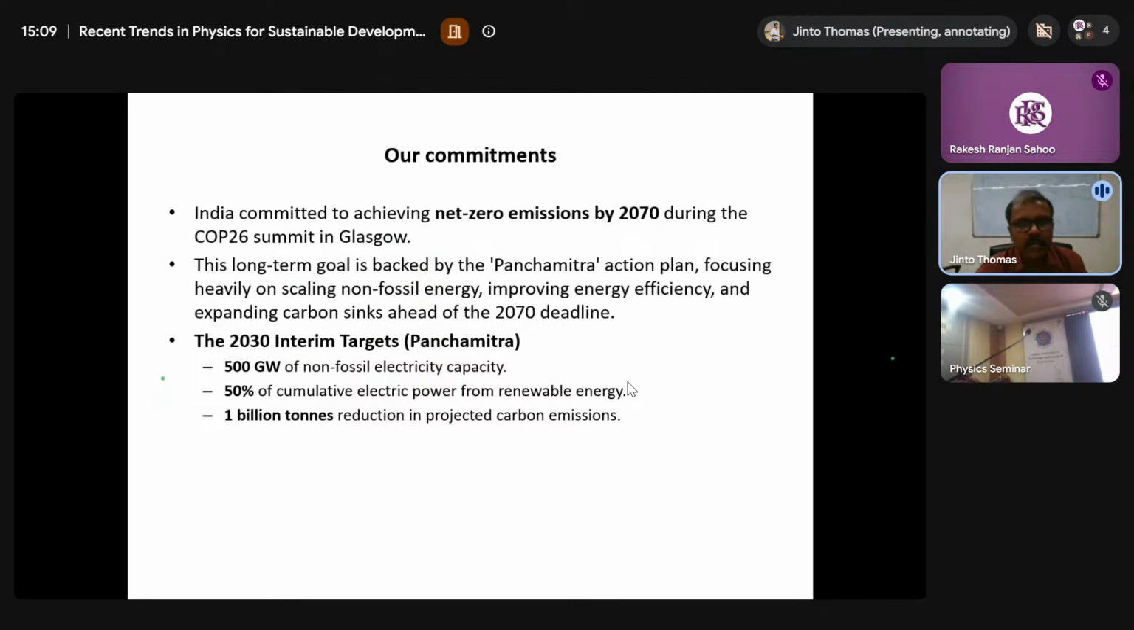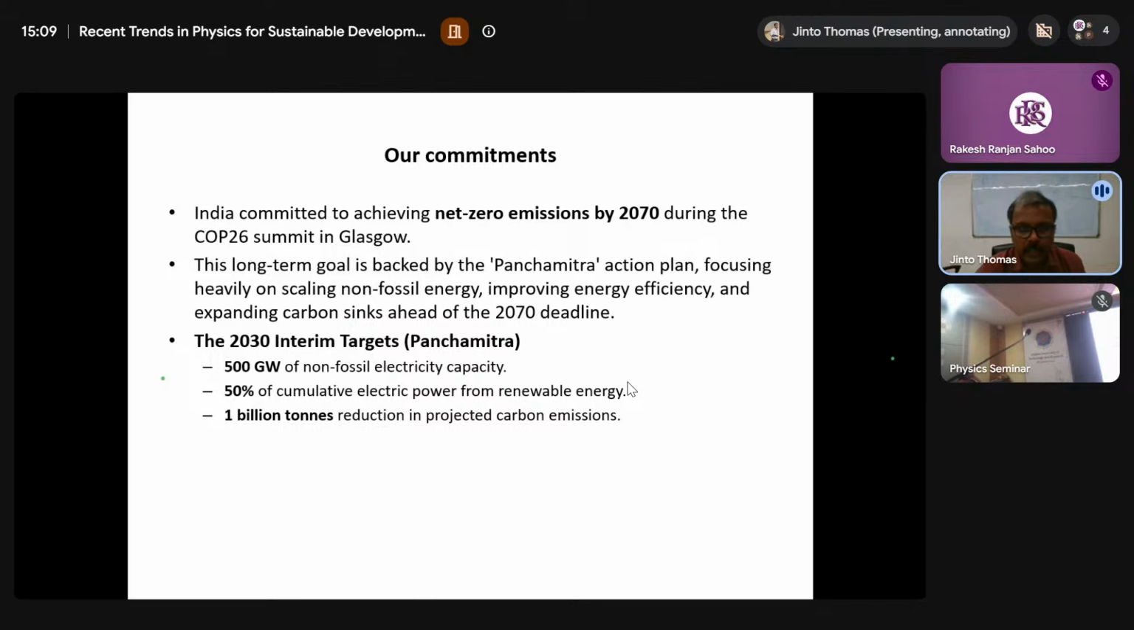But at the same time, we have commitments. We committed in the recently concluded COP26 that we will be achieving net zero emission by 2070. Net zero emission means that whatever emissions are generated from our electricity will be settled down by all our plantations, seas and so on. So by 2070, we are in agreement of achieving net zero emission.